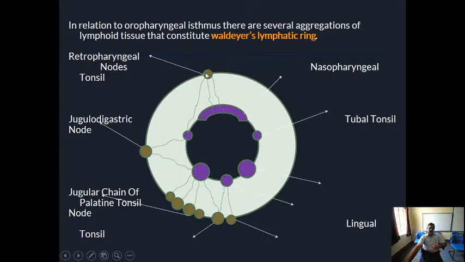Whereas the outer ring is formed by retropharyngeal nodes, that is behind the pharynx, or sometimes the suboccipital nodes also. Then you have the jugulodigastric nodes. Then you have the submandibular group of nodes and the submental. So these are the ones which form the outer ring. So this is an important Waldeyer's ring, and how the inner ring and the outer ring are constituted. So this is important for you to remember.